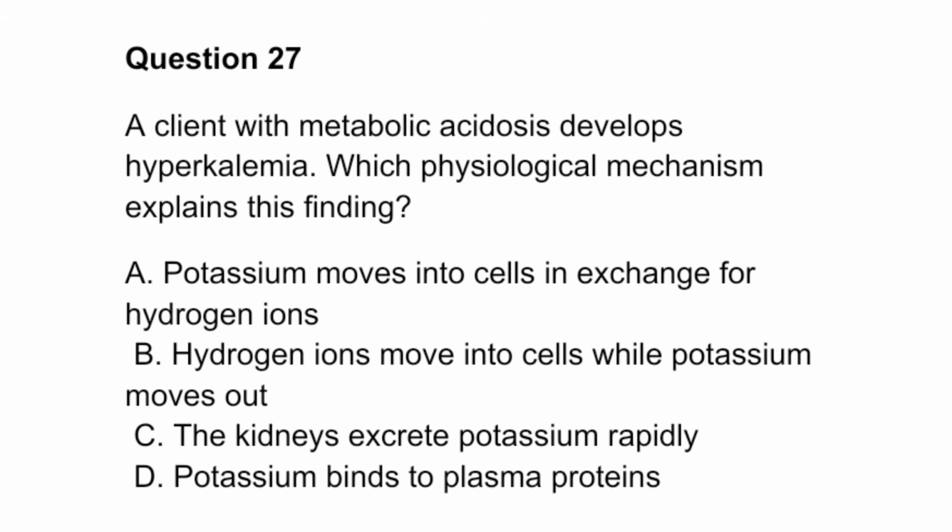Question 27. A client with metabolic acidosis develops hyperkalemia. Which physiological mechanism explains this finding? A. Potassium moves into cells in exchange for hydrogen ions. B. Hydrogen ions move into cells while potassium moves out. C. The kidneys excrete potassium rapidly. D. Potassium binds to plasma proteins.